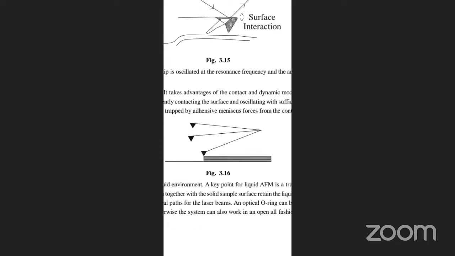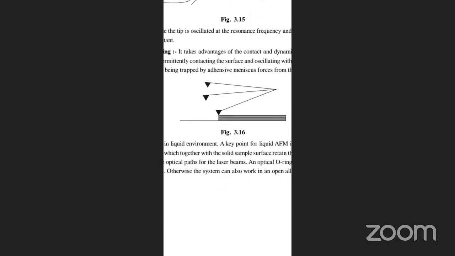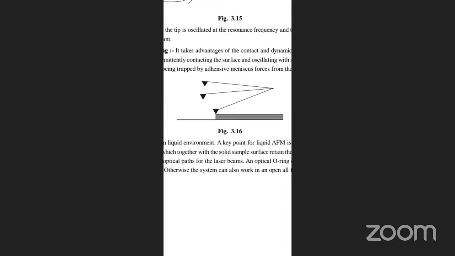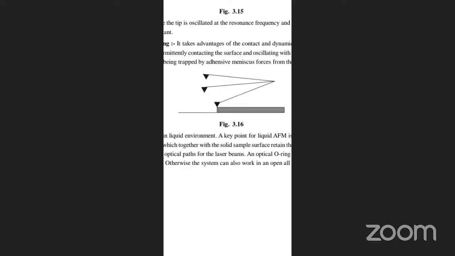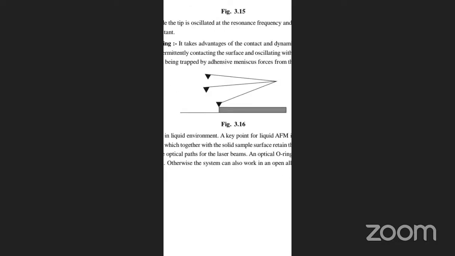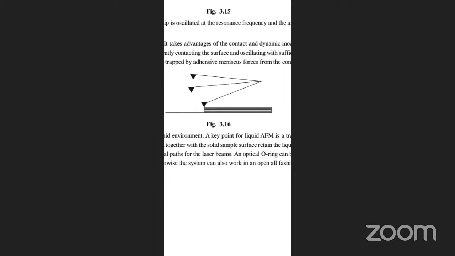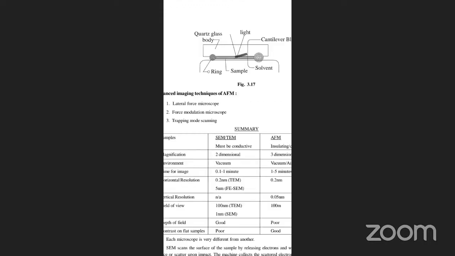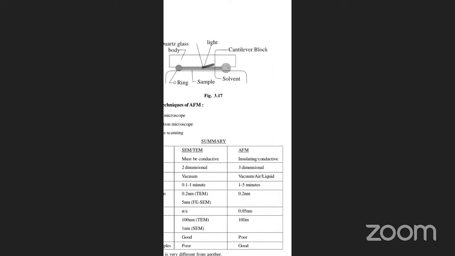AFM can work in liquid. A key point for liquid AFM is a transparent solid, usually glass, which together with the solid sample surface retains the liquid environment whilst maintaining stable optical paths for the laser beams. An optical o-ring can be used to form a big sealed liquid cell. Otherwise, the system can also work in an open fashion. Quartz glass body, light cantilever block, solvent sample ring.